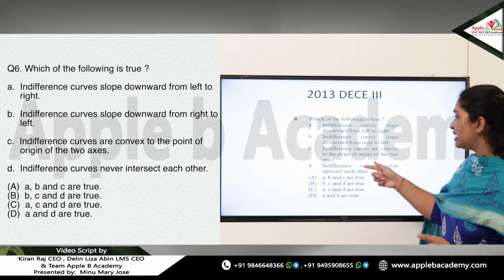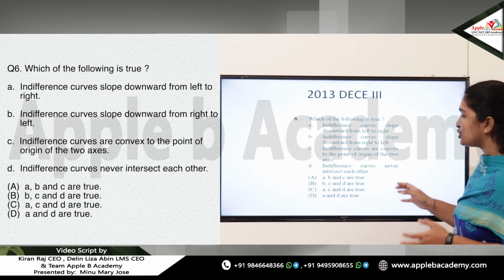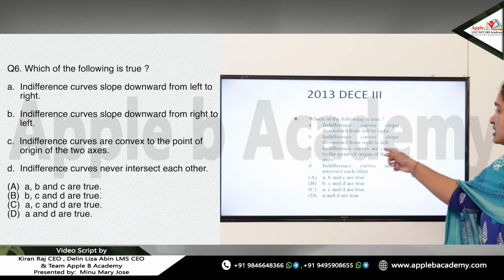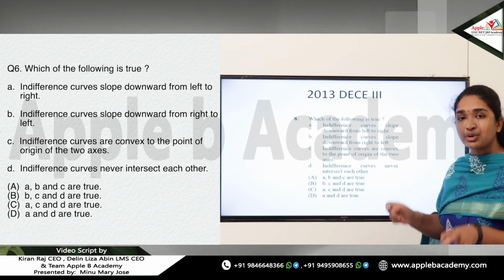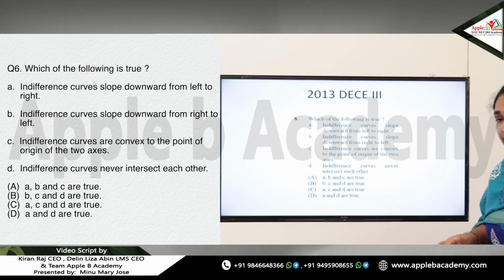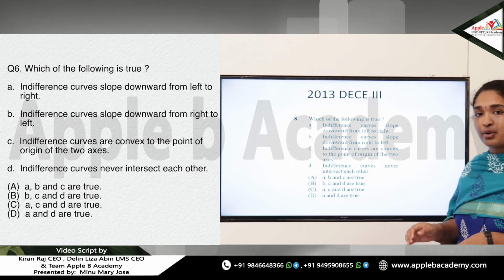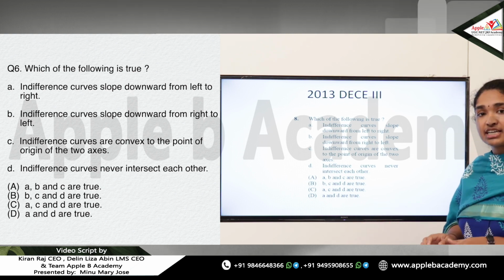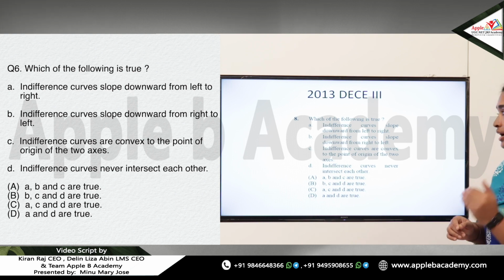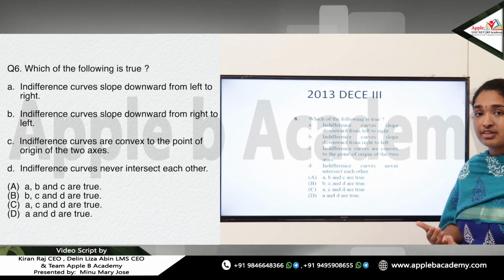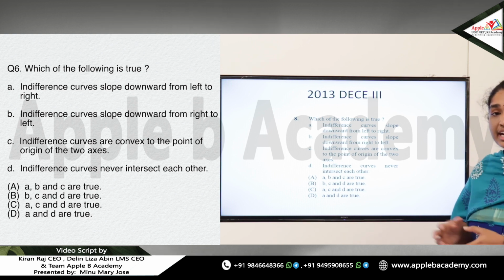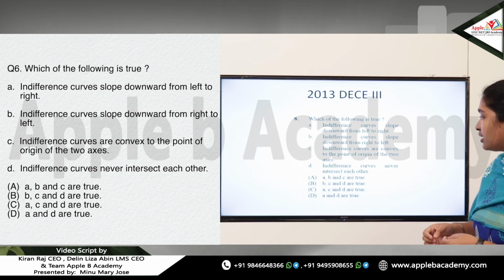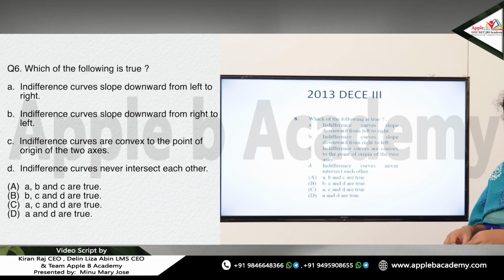Considering option C, that indifference curves are convex to the point of origin to the two axes, is also true, because since it slopes downwards from left to right, it will always be convex to the origin. And also option D, no two indifference curves intersect each other, is an important property of an indifference curve. That means they cannot join together at a single point, because that might change the assumptions or exact meaning of what an indifference curve exactly is.